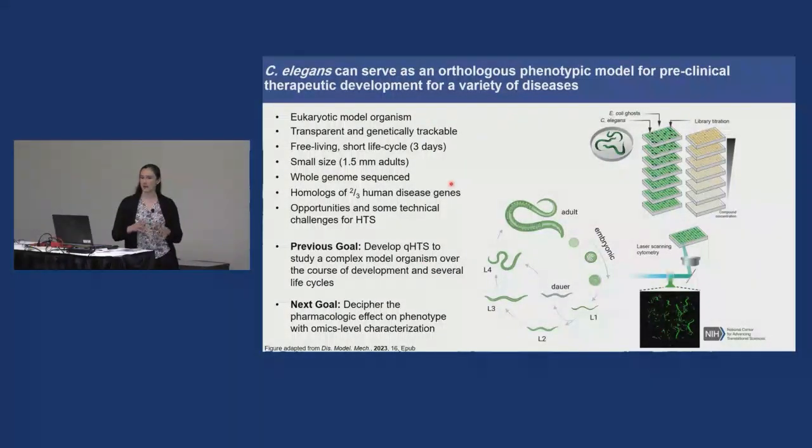However, they do have some characteristics that make their application in high-throughput screening a little bit more challenging. But that is something that our collaborators at NCATS have already tackled, and they were able to devise a quantitative high-throughput screen to study this complex model organism over the course of development and several life cycles. Where we come in, and where specifically I come in, is we want to extend this platform and provide omics-level characterization of these C. elegans to better decipher the pharmacological effect on phenotypes in these quantitative high-throughput screens.